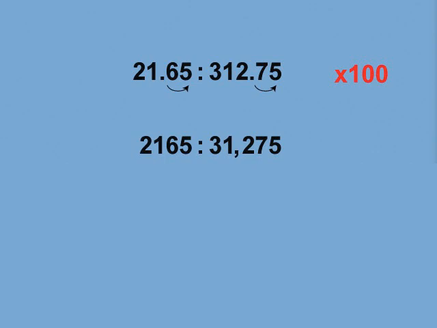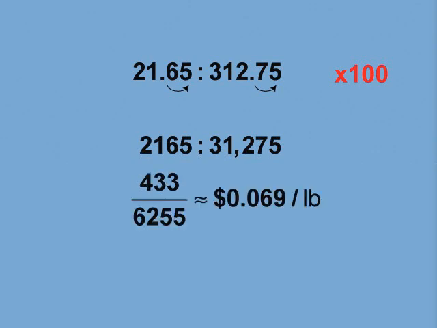These decimals are to the hundredths place. Multiply both terms by 100. We get 2165 to 31,275. Write it as a fraction and simplify. The simplified fraction is 433 over 6,255, dividing both the numerator and denominator by 5. Finally, we divide the denominator into the numerator and get an approximate value of $0.069 per pound, and that is the unit rate. Let's look at a final example.